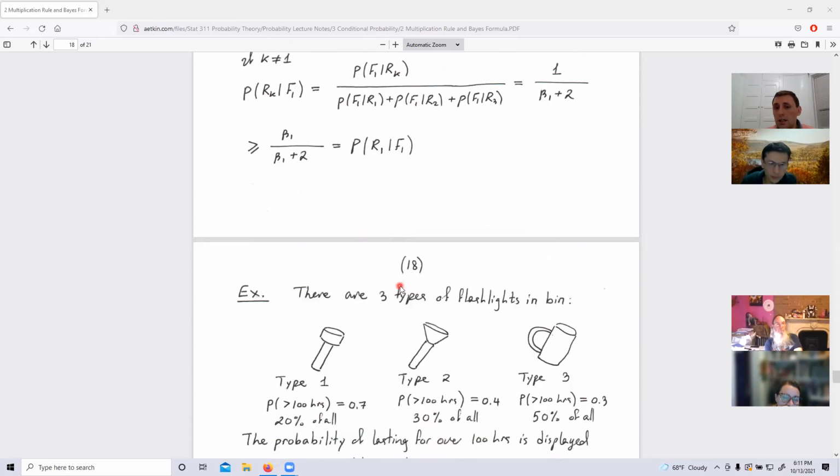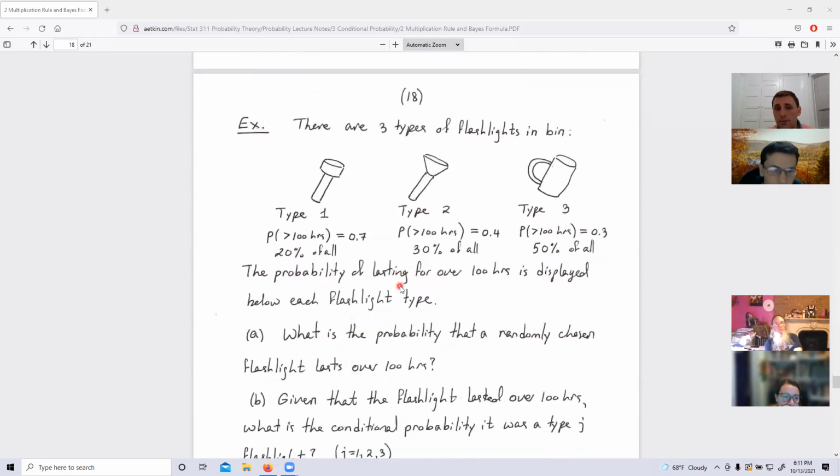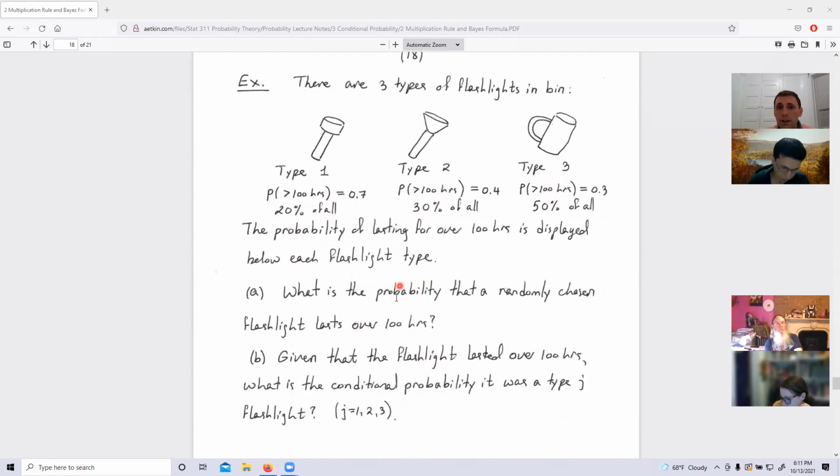Good. And here is one more example. So there are 3 flashlights in a bin. There is a type 1 flashlight, type 2, and type 3 flashlight. And here are the stats for them. So the probability type 1 works longer than 100 hours is 0.7. And you have 20% of all flashlights in the bin are of that form.